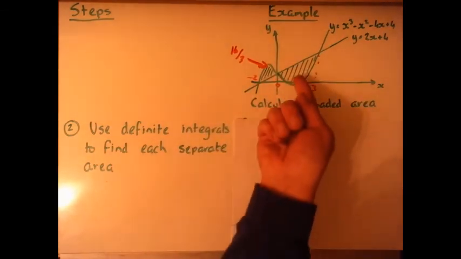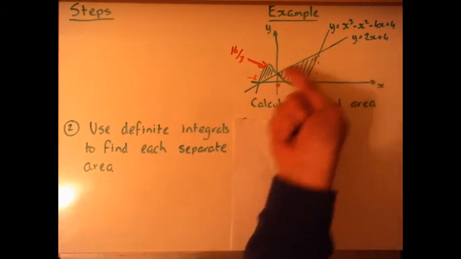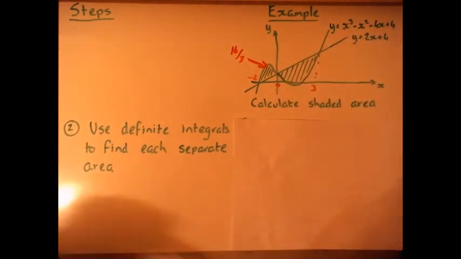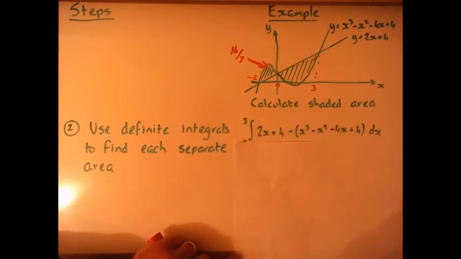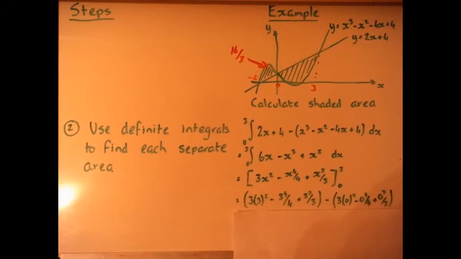So for this one here, we've got our lower limit of 0, upper limit of 3, and this time our top curve is the straight line, and our bottom curve, the one that's underneath for the area, is the cubic. So we do our top curve, take away the bottom curve, so it's the straight line, take away the cubic this time. When we rearrange that to get a function that we're going to integrate, we get 6x minus x cubed plus x squared. We go ahead and do our integration of that, and then we substitute in our upper limit of 3 and our lower limit of 0 into that new integrated function.